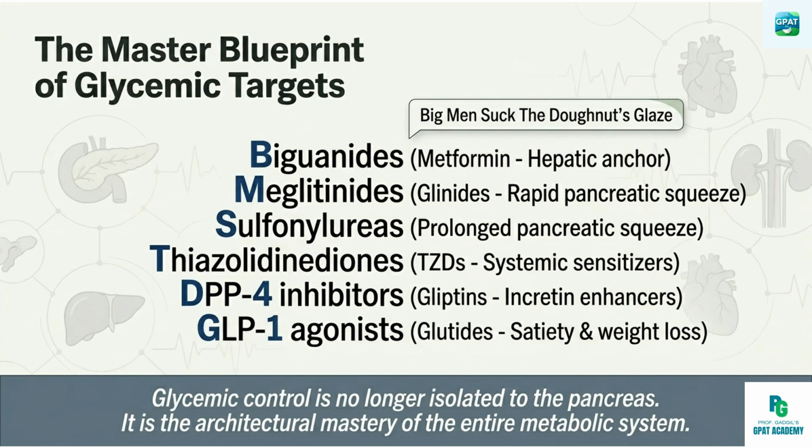Next, we will discuss the blueprint of glycemic targets. Biguanides, that is metformin for hepatic anchor, meglitinides for rapid pancreatic squeeze, sulfonylureas for prolonged pancreatic squeeze, thiazolidinediones for systemic sensitizers, DPP-4 inhibitors for incretin enhancers, and GLP-1 agonists for satiety and weight loss.